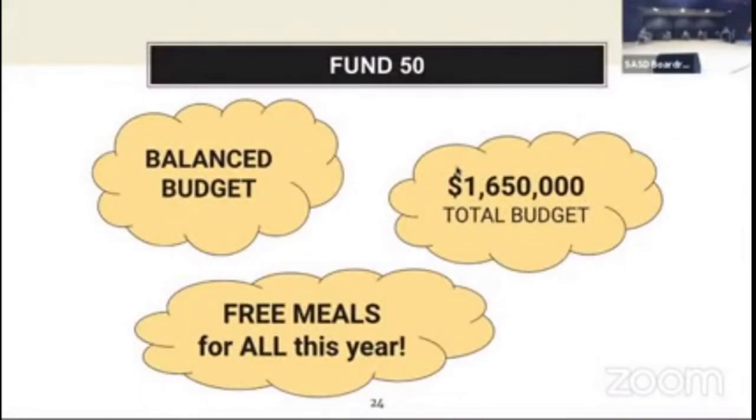Fund 50 is our food service. They also have a balanced budget, which as of right now is 1.65 million. However, with the food shortages and things that we're experiencing, this budget, in full transparency, may not stay balanced throughout the year. I'll work with Ms. Testing to make sure that we adjust accordingly, but this is one that could be very subject to the market right now and could change.